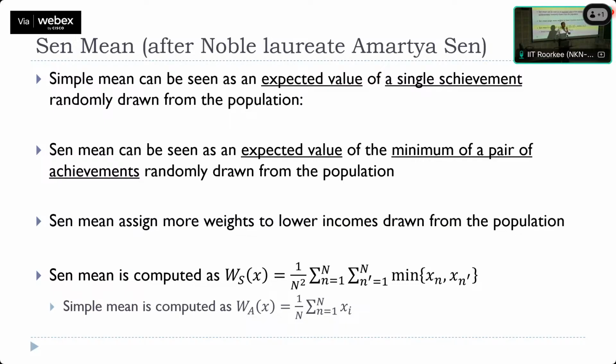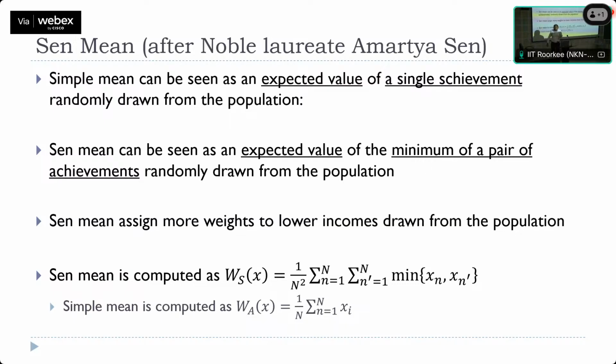So you put different weights. Think of it, if you have 5 people and you are taking the pairs 1,1; 1,2; 1,3; 1,4; 1,5. So your minimum value is repeated 5 times. Similarly, you do for the others. If you do that, then you have a total of 25 observations. That's where n squared is coming from. So this is the value of Sen mean.